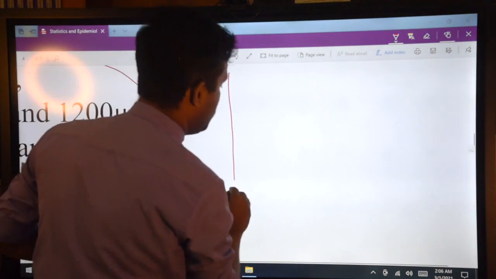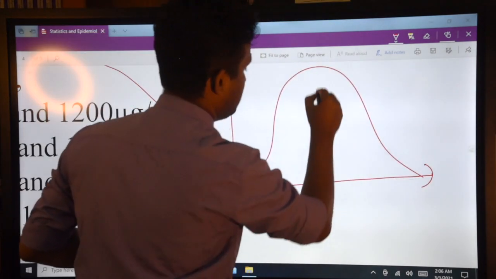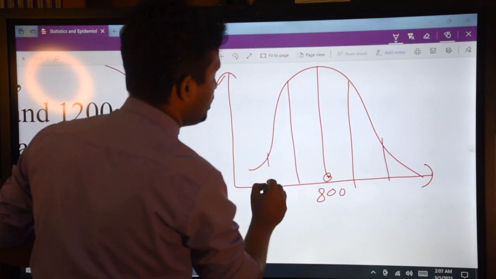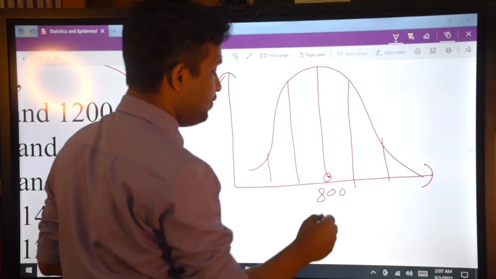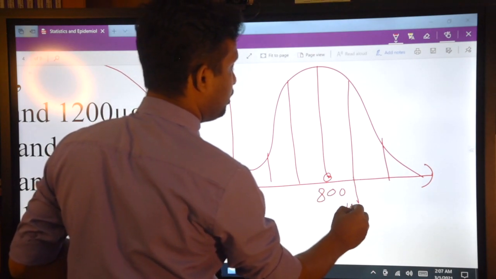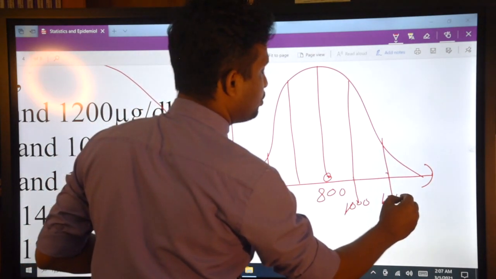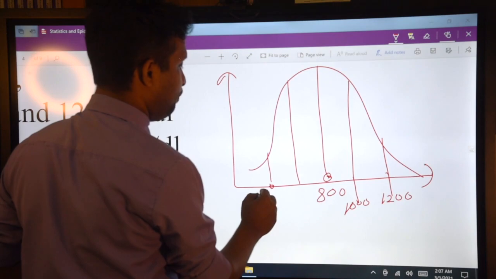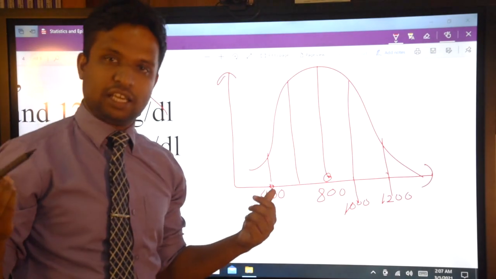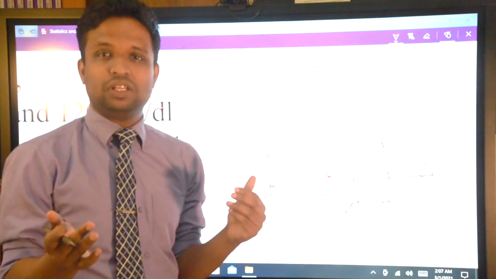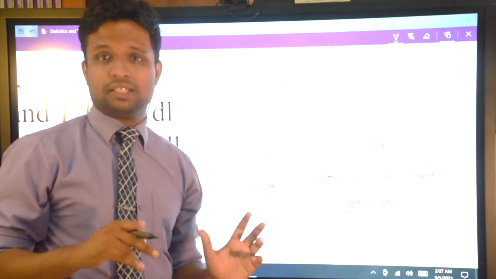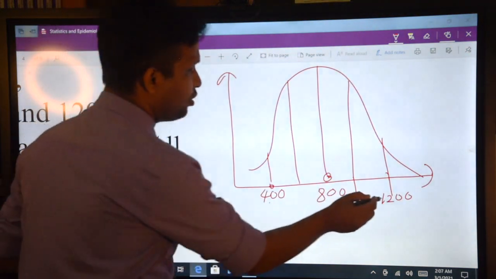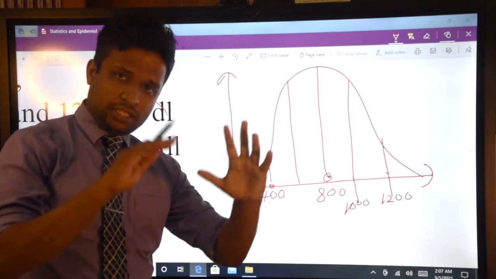Here we have a normal distribution where the mean is 800, 1 SD, 2 SD, minus 1 SD, minus 2 SD. So the standard deviation is 200. So here it should be 1000, and here it should be 1200, and here it should be minus 2 SD, here it should be 400. As we are interested in 95%, the 95% is actually mean plus or minus 1.96 SD. So we can discuss more on these things, but here the answer is 400 to 1200 where the 95% is there.